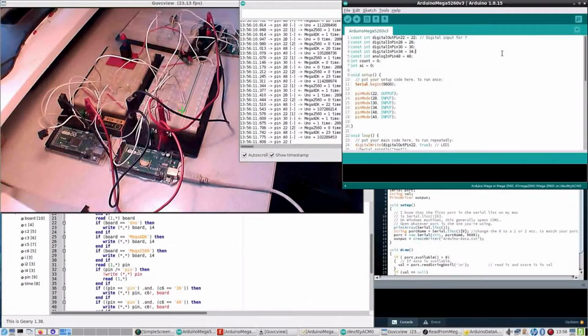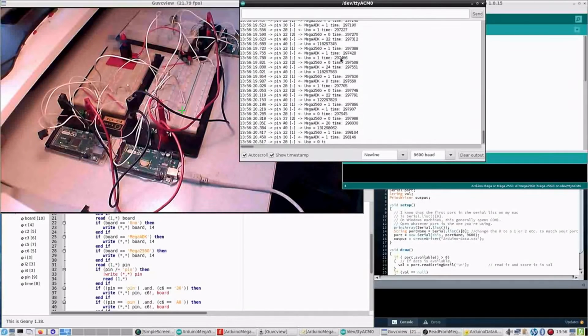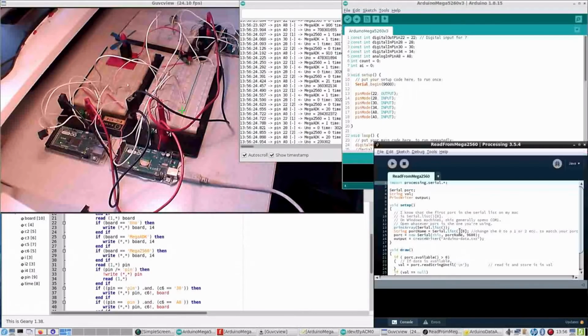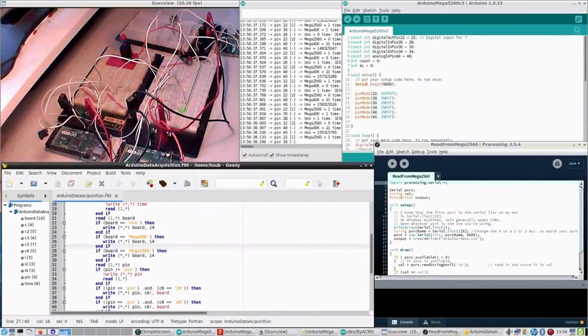A little introduction to the screencast. Obviously the camera to the three boards, then the serial monitor from the Arduino environment, the Processing environment for the actual acquisition and reading from the Mega2560 right here, and then the Genie programming environment for the Fortran coder.